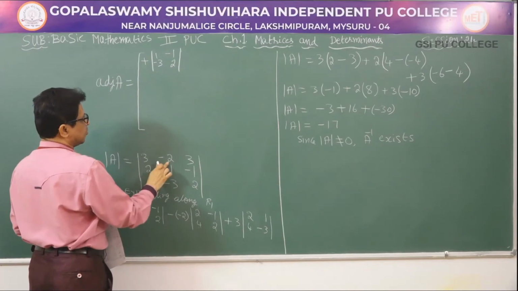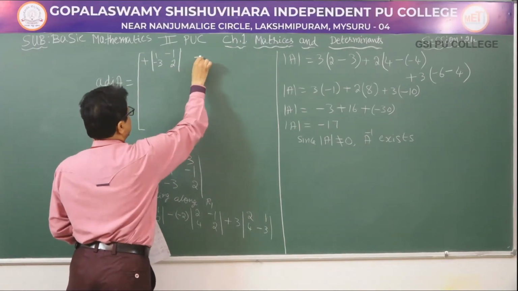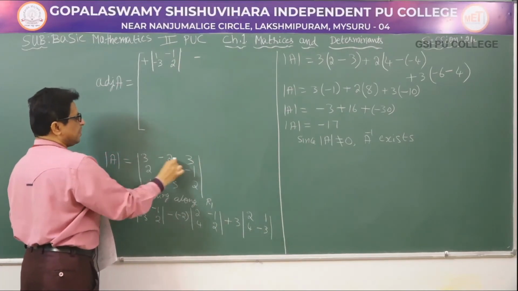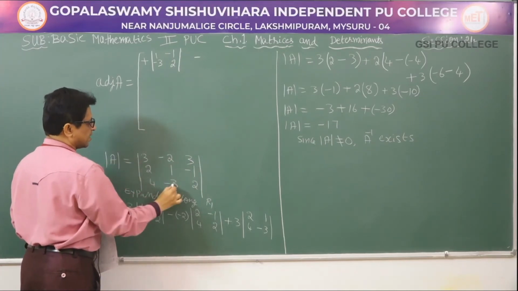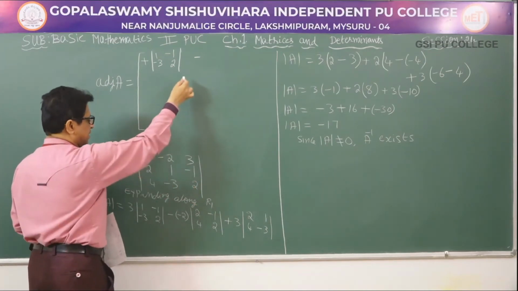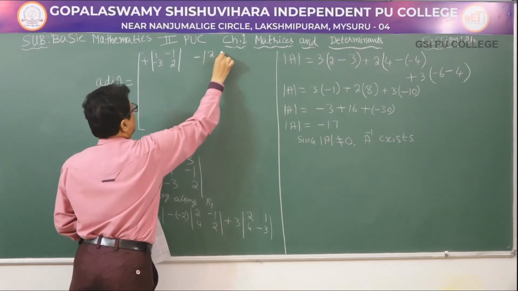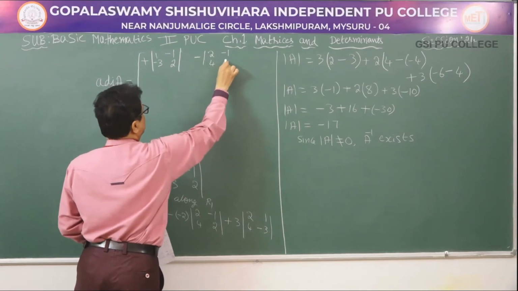Next we shall find the cofactor of minus 2. First we shall write the sign minus. Minus 2 lies in the first row, second column. We eliminate the first row and second column and take the determinant of the remaining elements. That is minus determinant of 2 minus 1, 4 2.